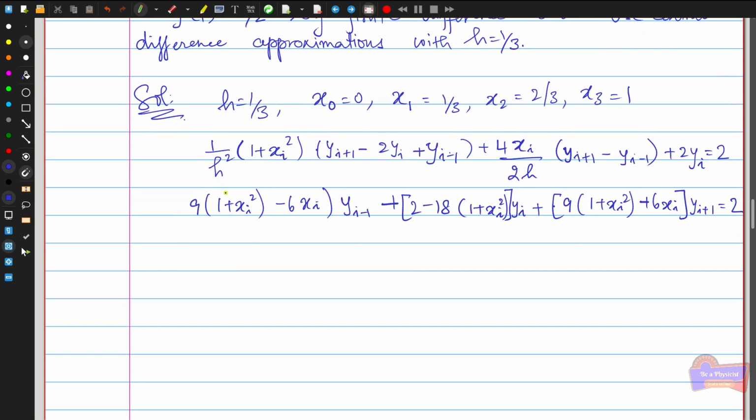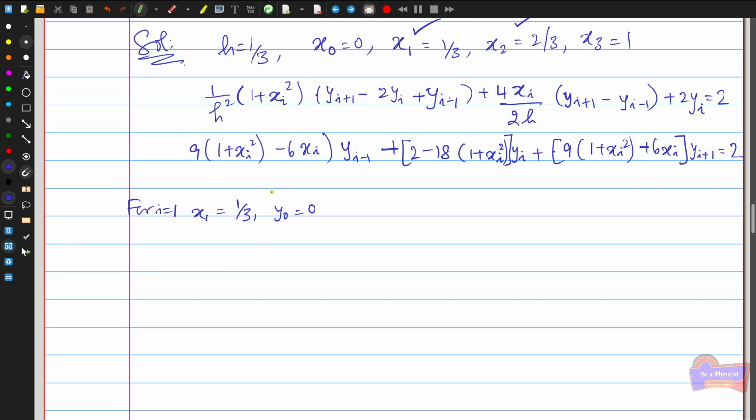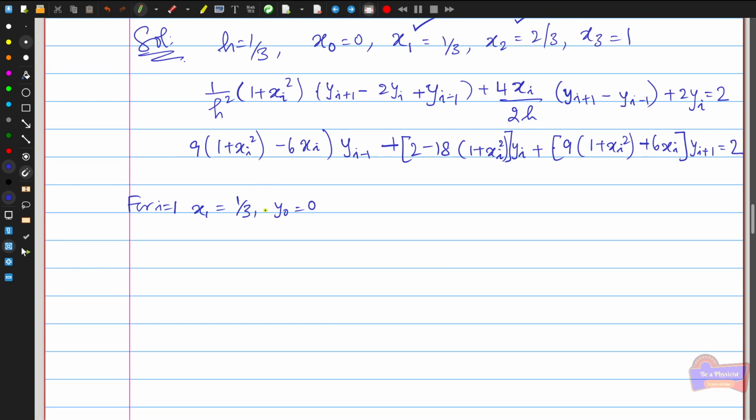From this I can substitute the values i equal to 1 and i equal to 2, because we know the values at x equal to 0 and x equal to 1. In between, we have x1 equal to 1 by 3 and x2 equal to 2 by 3, so you have to find the solutions at these two points. So for i equal to 1, the values given are x1 equal to 1 divided by 3 and y of 0 equal to 0. That is the boundary value given. I can directly substitute the values of x1 and y0 in this equation.